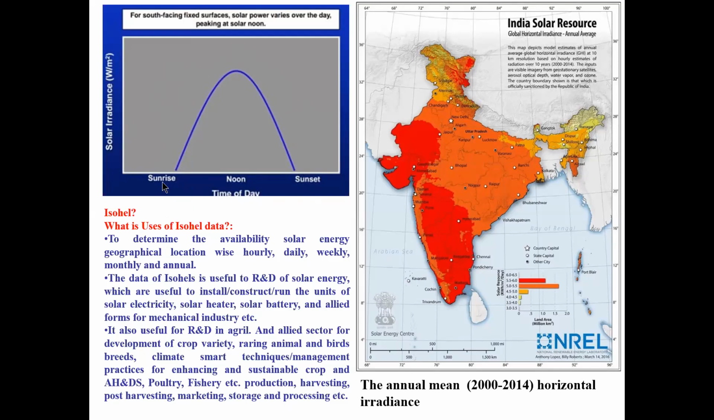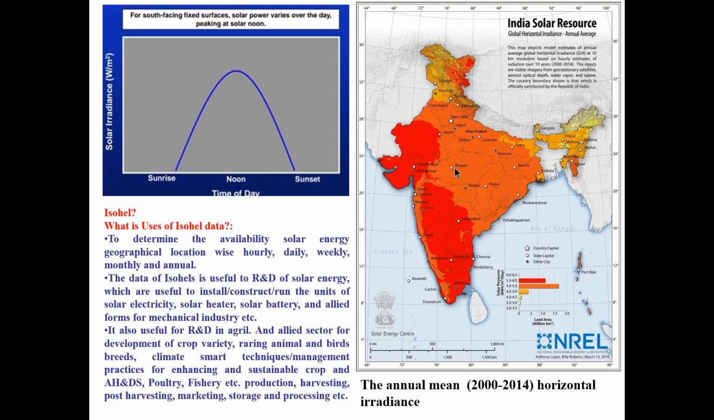The yearly pattern is showing the same percentage or quantity of solar radiation received at the Earth's surface. Whatever radiation is received at the Earth's surface in different places, if we join the line of the different places, that is called the isohel. The same points of solar radiation joined on the weather map is called the isohel.